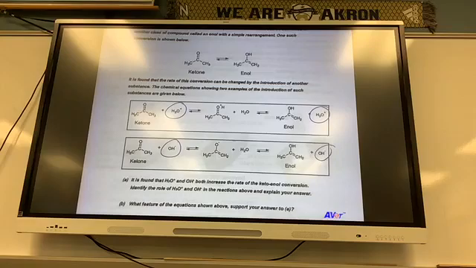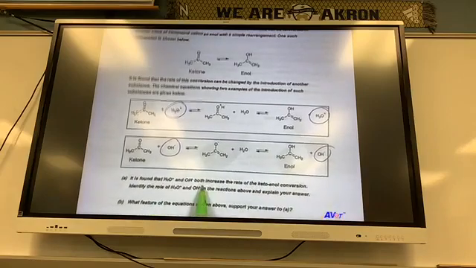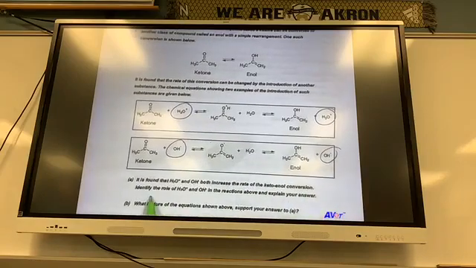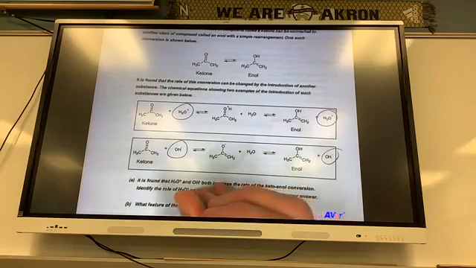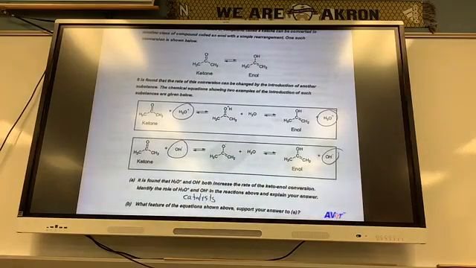Is that middle step the intermediate step, the fancy one that you said that exists? Yes. So H3O+ and OH- both increase the rate of the conversion. Identify the role. Those are catalysts. How do you know? Because you start and end with it. That is how you identify a catalyst.